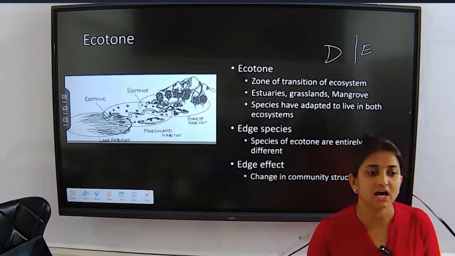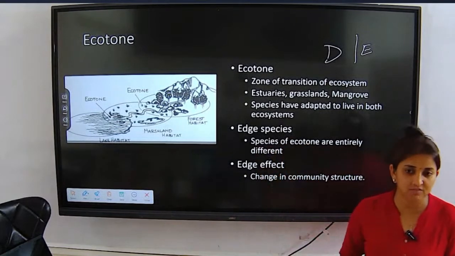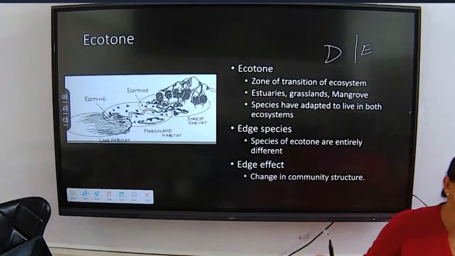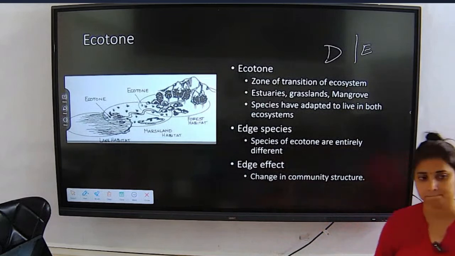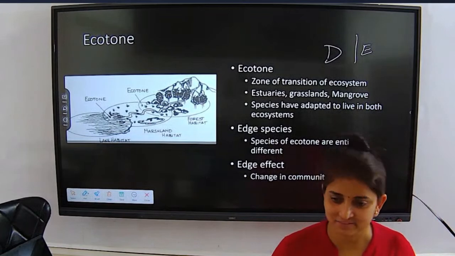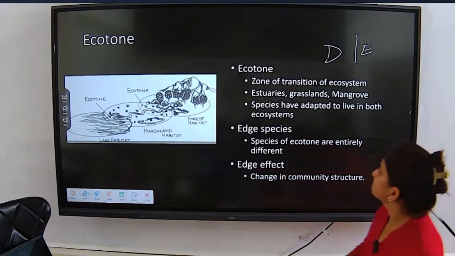These species which are living in ecotone are known as edge species, and this behavior of them living in both the sides of the ecosystem is known as the edge effect. Exactly. Yes, very good. That can be an example.